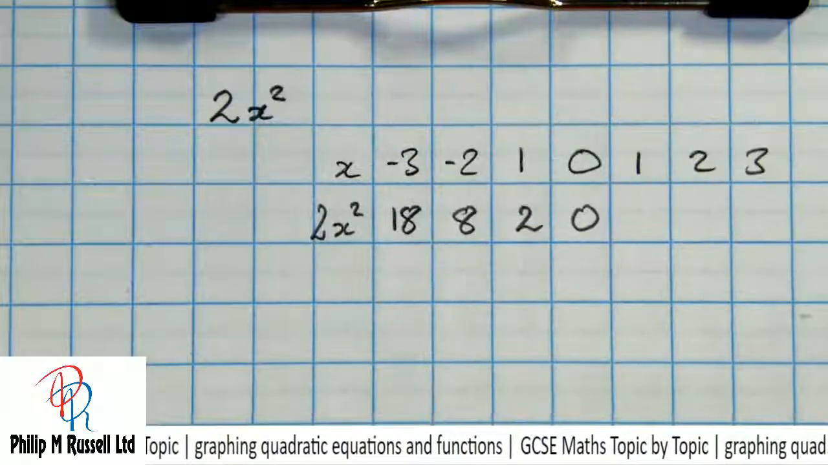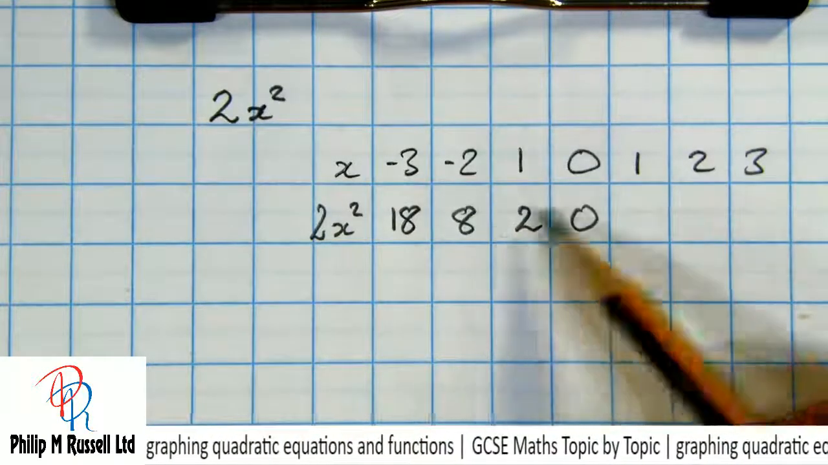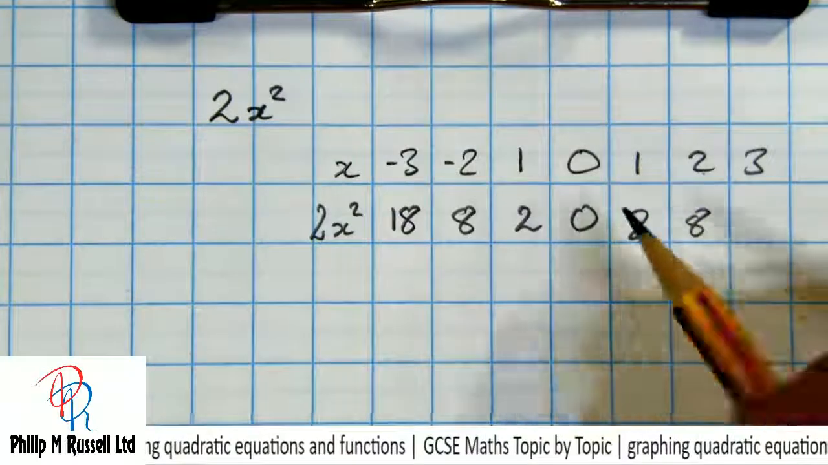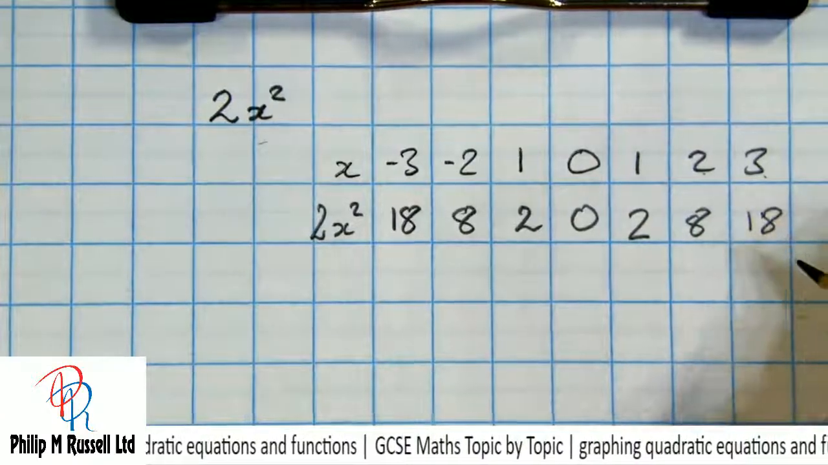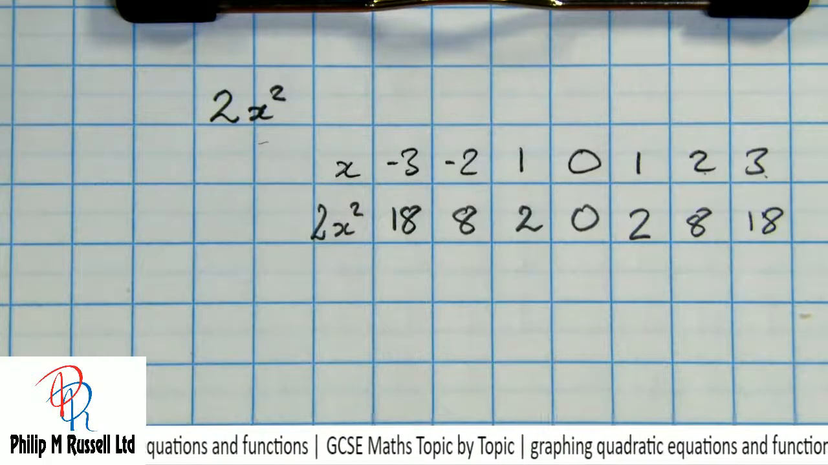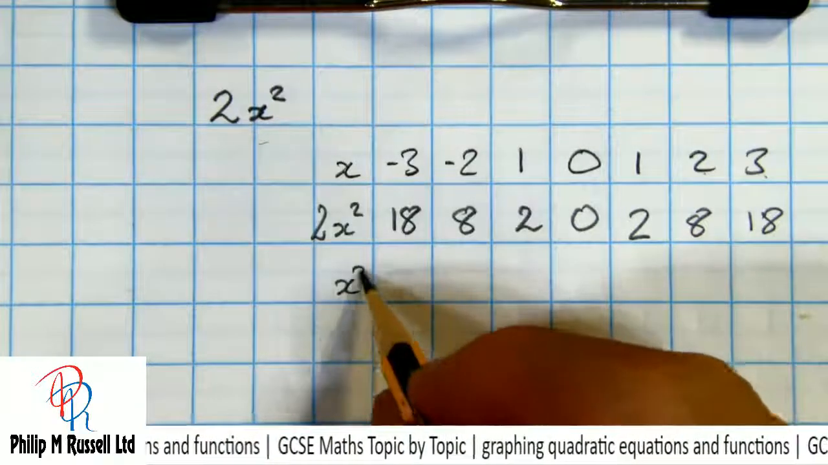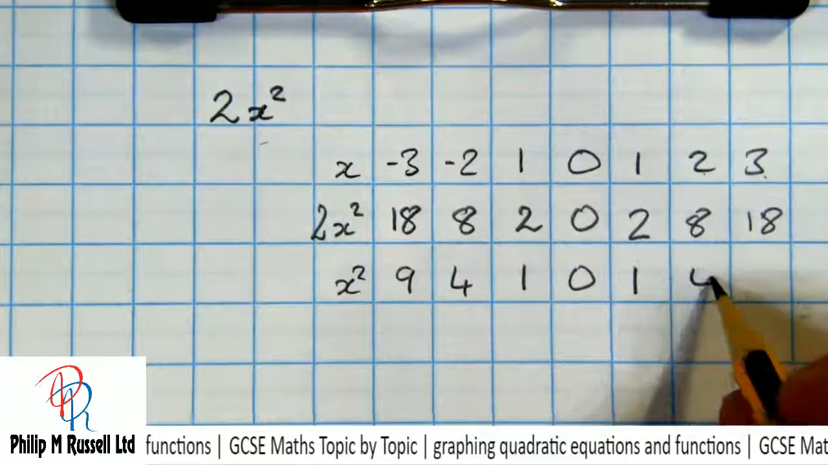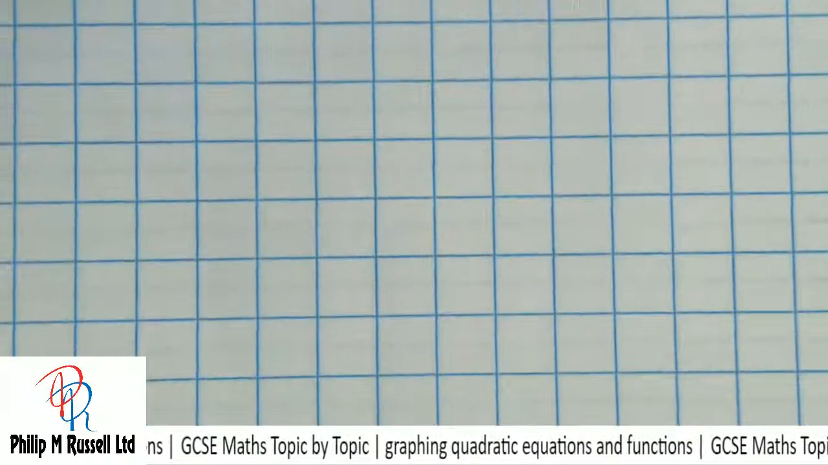Had we tried to calculate those, it was easy enough. 1 squared is 1, 1 times 2 is 2, 2 squared is 4, 2 fours are 8, 3 squared is 9, 2 nines are 18. And you can see that it's sometimes just as easy to do it this way. So what's this graph doing for us? Well, I'm also going to put in the graph of x squared, and that was 9, 4, 1, 0, 1, 4 and 9. So let's see if we can draw this graph.